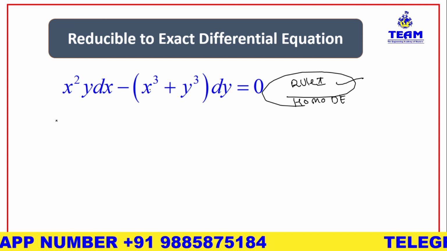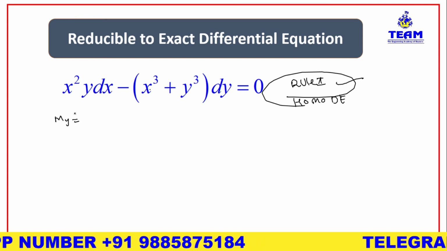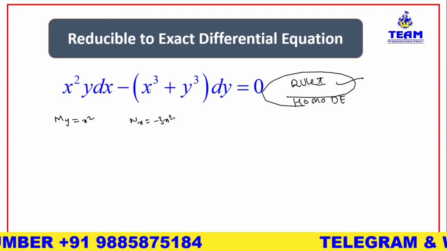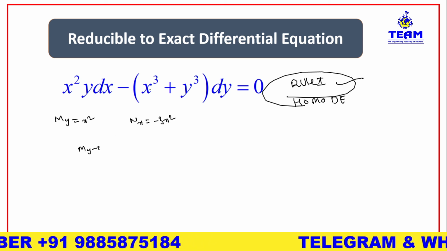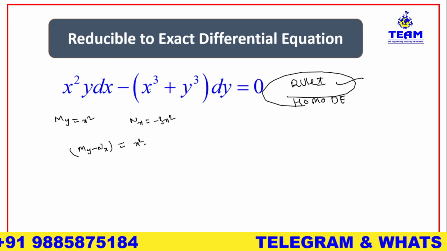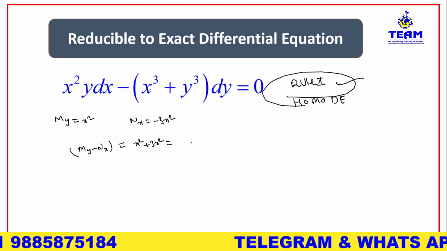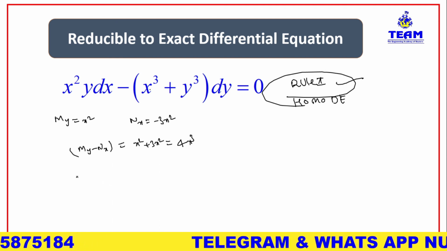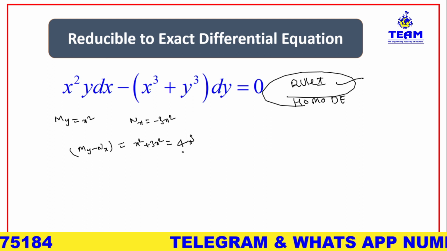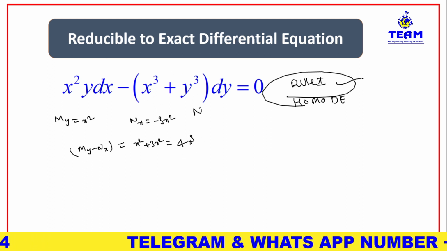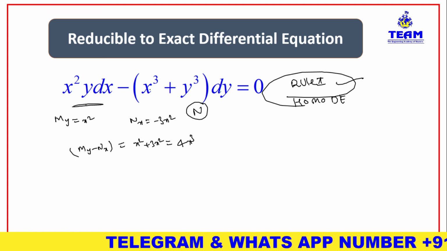Okay. Now find out ∂M/∂y. ∂M/∂y is what? x square. Next, ∂N/∂x is minus 3x square. Find out ∂M/∂y minus ∂N/∂x. Then in this case you have x square minus of minus, plus 3x square. That is, I can say, 4x cube. Then divide with what? M or N. Here M is containing how many terms? 1 term. N is containing how many terms? 2 terms. So dividing with N is not possible. So which is possible? Dividing with M is possible.